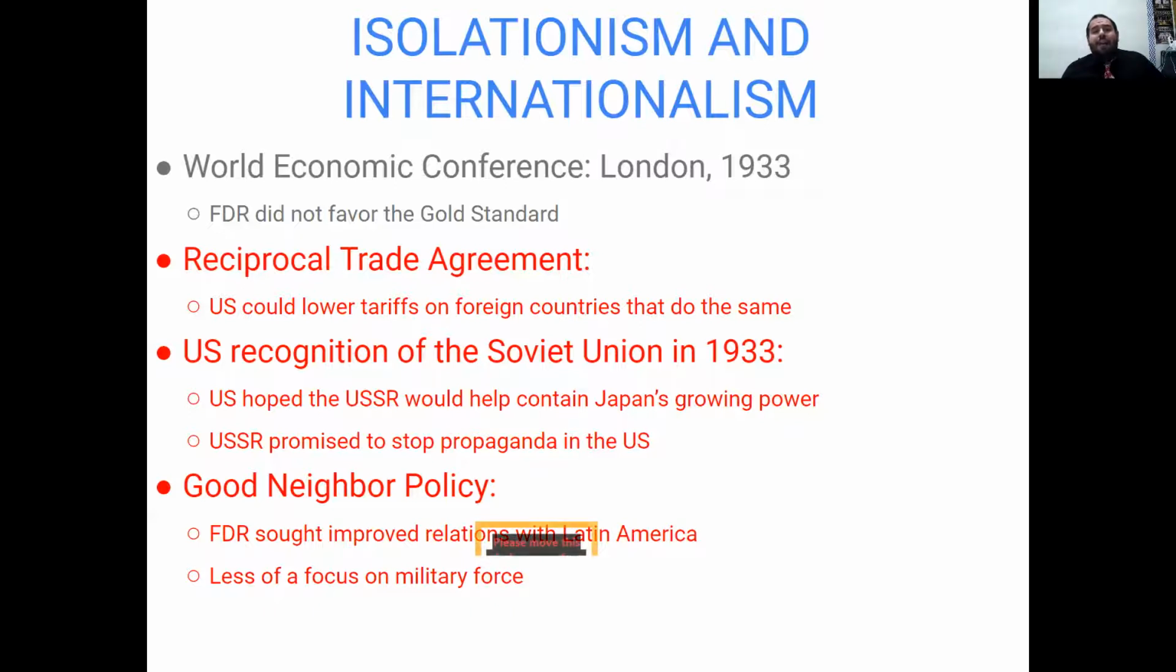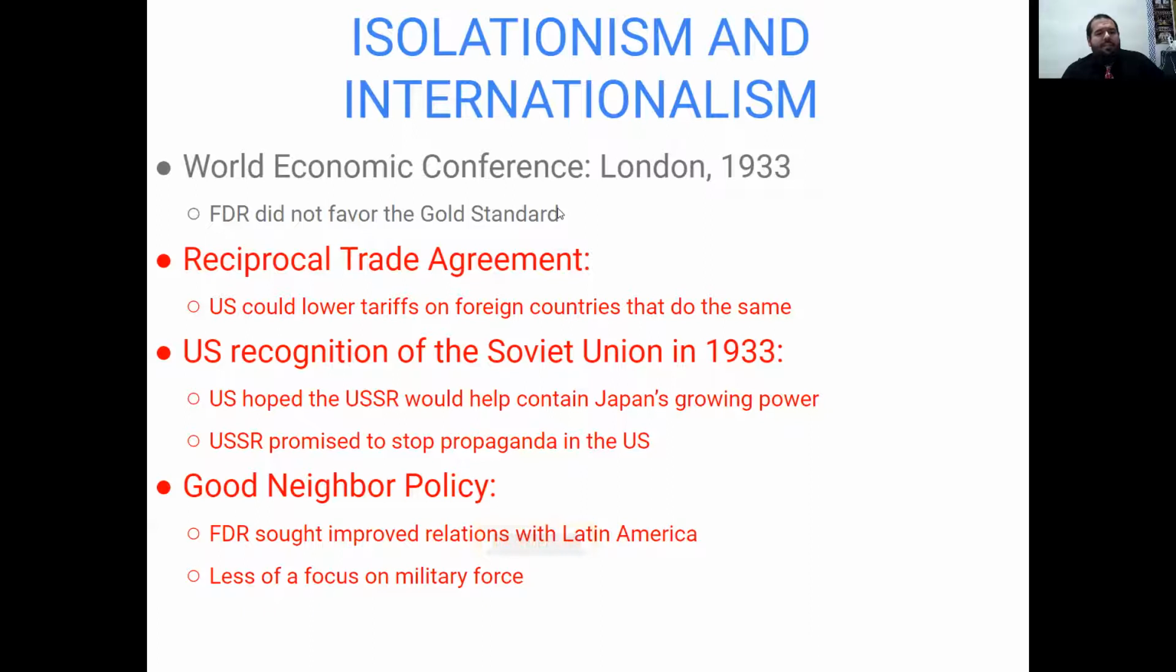Remember, Hoover was a Republican, and Republicans wanted to raise tariffs, whereas FDR is a Democrat, and Democrats want to bring the tariff rates down. Think of that. Down tariff rates, Democrat. Raise tariff rates, Republican.